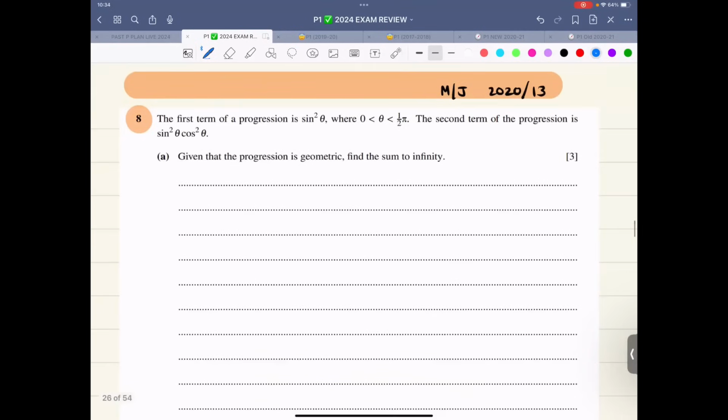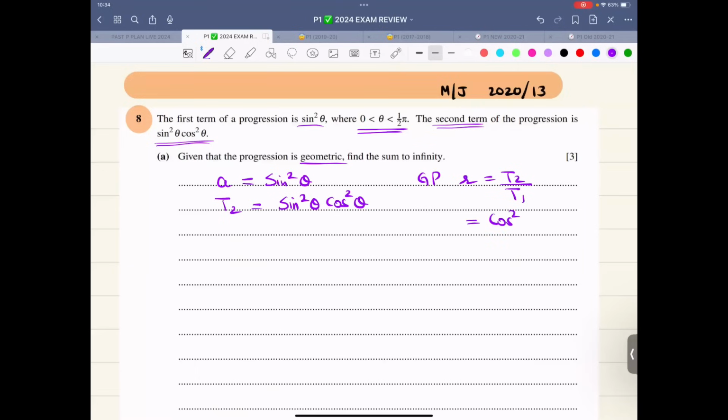The next question. Now it says the first term of a progression is sine squared theta. Theta lies between 0 and pi by 2. The second term of the progression is this much. Given that the progression is geometric, find the sum to infinity. So first term is sine squared theta. Second term is sine squared theta, cosine squared theta. If it's a GP, then the common ratio is T2 over T1. So this is T2, this is T1. This comes out to be cosine squared theta. Find the sum to infinity.